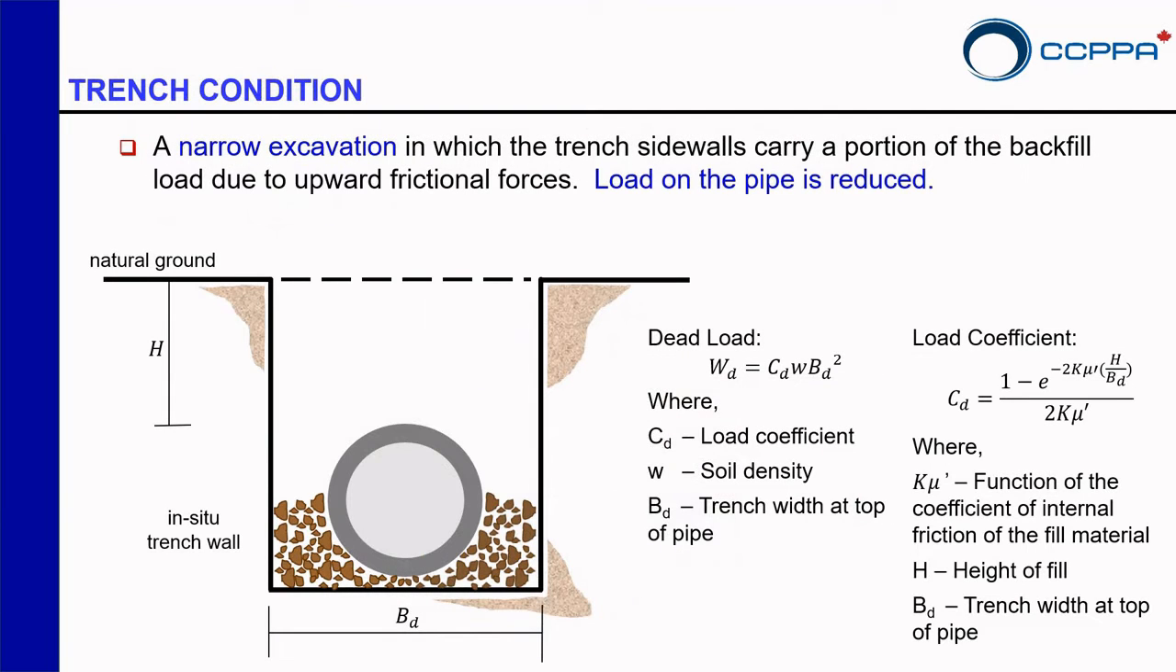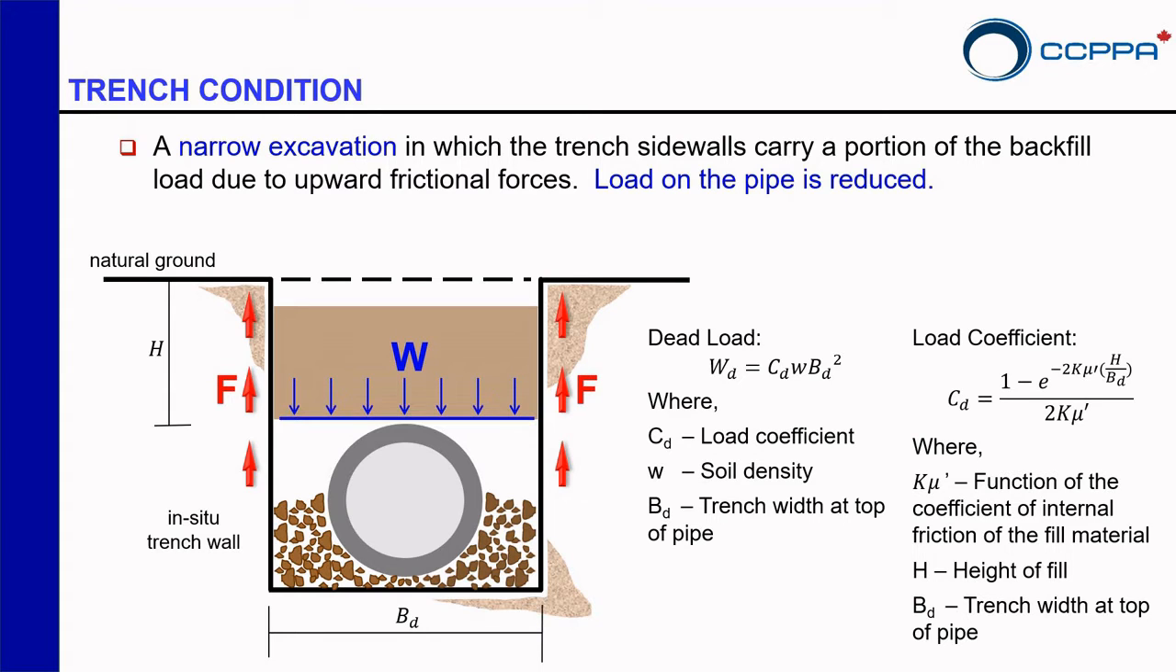So for example, in a trench condition, we're going to have a narrow excavation. That means that my native material will be close to the pipe and it will play a role in the load distribution. So the dead load will be the column of soil or backfill right on top of the pipe times a load coefficient. You can see that in the equations on the right. So that means that when my soil settles, we are creating a frictional force going upwards that reduces the amount of load that the pipe is going to carry.